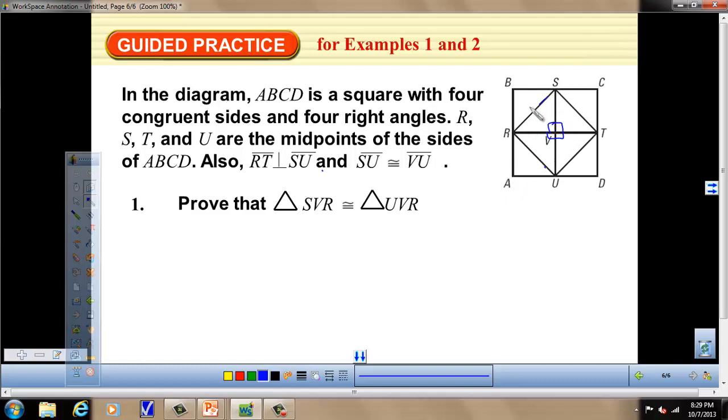And we're also told that SU, and it should be SV and VU. Should be SV. Sorry about that. So this should be SV and VU are congruent. So we can state that those are congruent. And again, this is 90 degrees. That's also 90 degrees. And finally, we can state that RV is congruent to RV. And again, you can see the side angle side here.